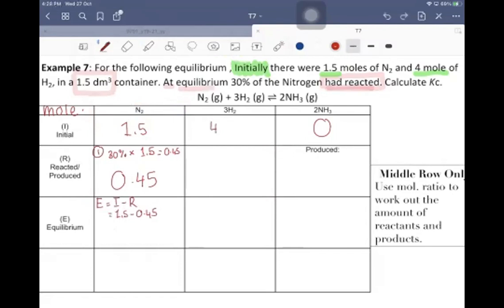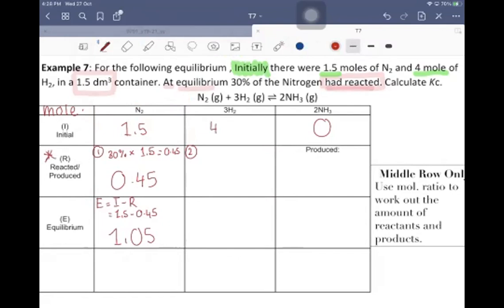So that means the answer is 1.05. Actually, if you didn't do this first, I'm going to put that aside first. Okay, there's nothing wrong with that. But your second step can be here. Remember, something special about this middle row is that you can use mole ratio to find the value of other species, as long as you know the relationship.